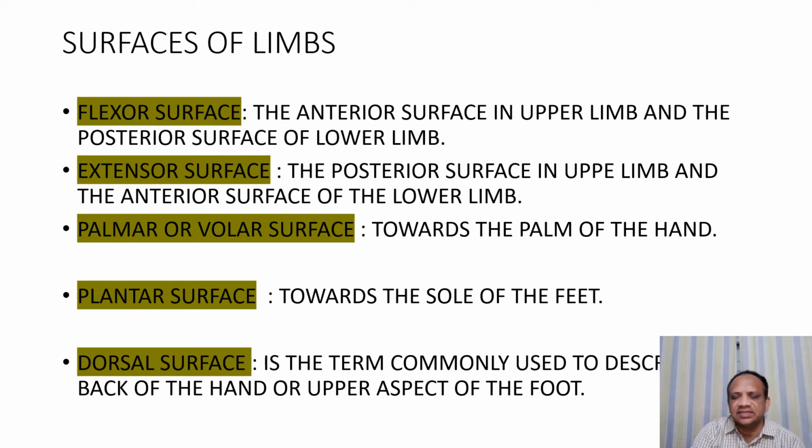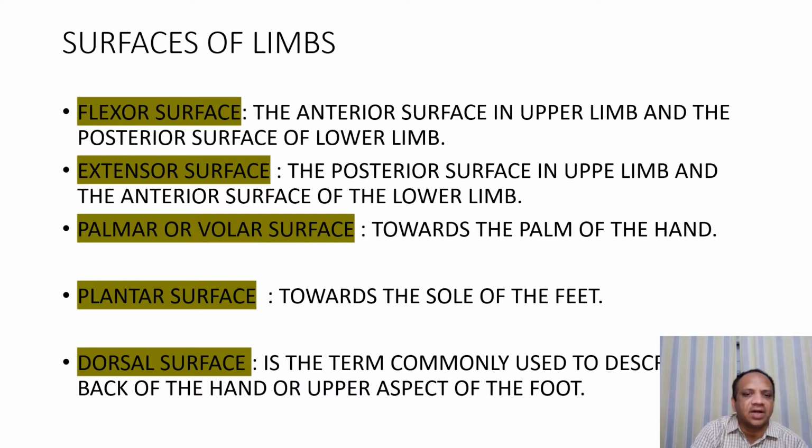Flexor surface is the anterior surface in the upper limb and the posterior surface in the lower limb, where we can bend our elbow. So this part is the flexor surface, and opposite to it is the extensor surface. That is the posterior surface in the upper limb and the anterior surface in the lower limb.